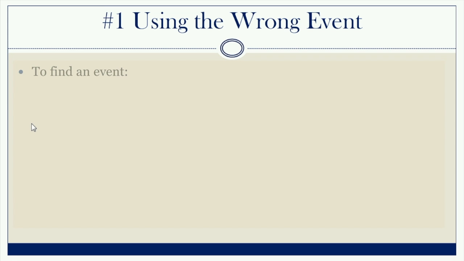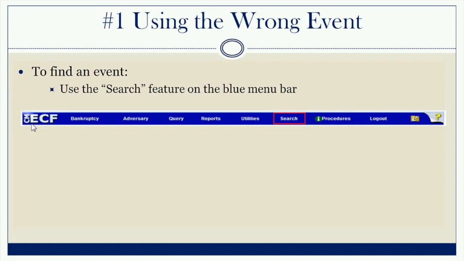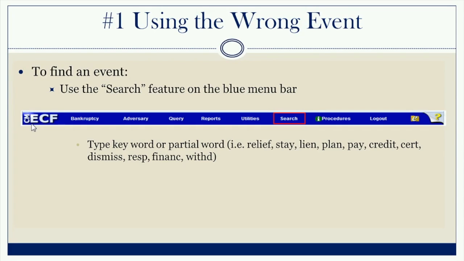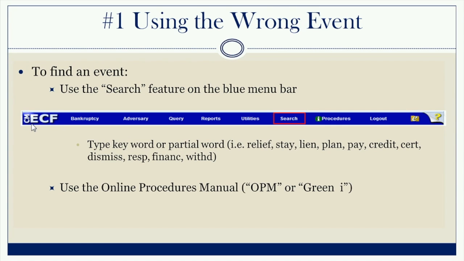Okay, so the top 5 filing errors. Number 1, using the wrong event. Number 2, failing to add creditors. Number 3, choosing individual or non-individual. Or adding parties. 5, capturing multiple events in one filing.